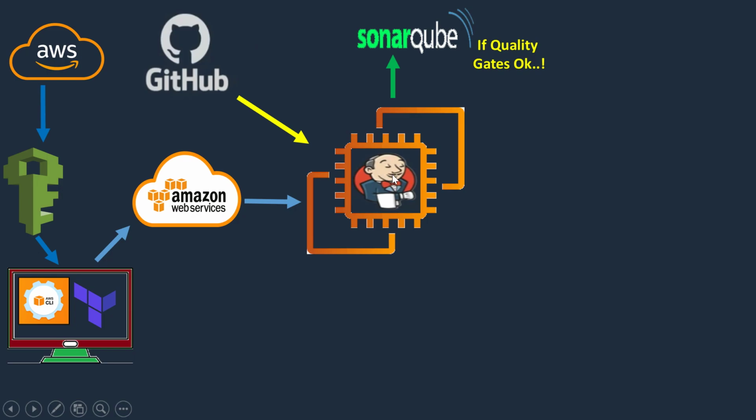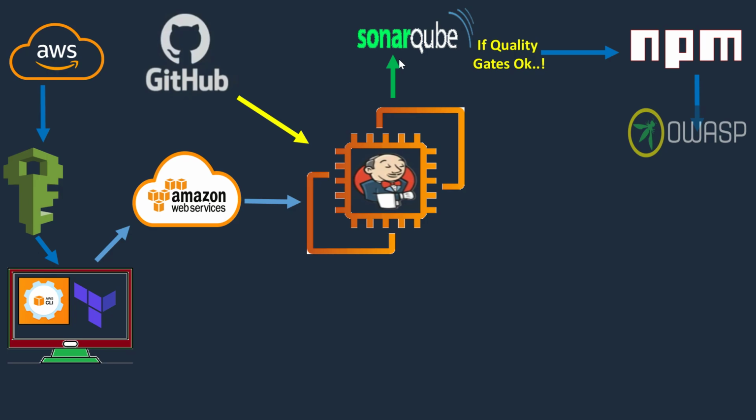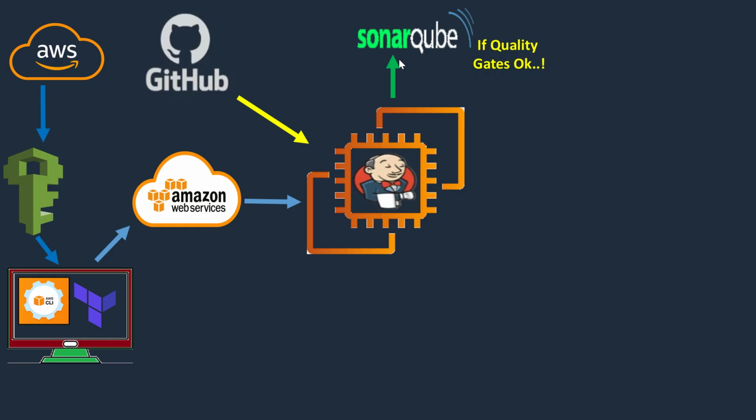Once we get the code from GitHub to Jenkins, then we send it to SonarQube for code quality analysis and code quality gates checking. Once it's over, then we install npm, node package manager, dependent plugins or tools in this Jenkins server. Then we send it for dependency checking with OWASP. Then it will go to Trivy. So first of all, let me integrate GitHub with Jenkins.